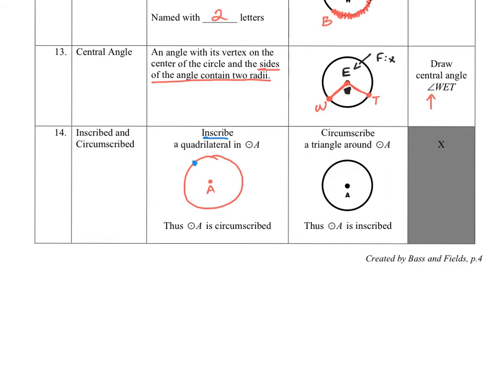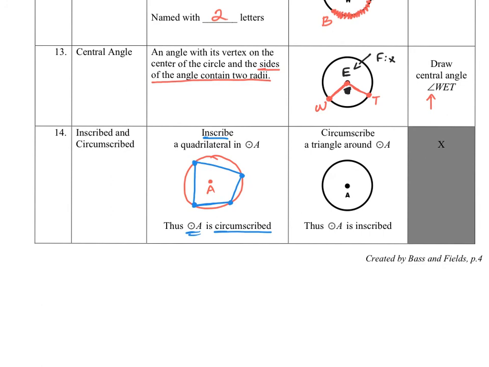So I'm going to pick 4 points. It doesn't matter where I put them. Any 4 points on the circle, and then I'm going to connect those. That's an inscribed quadrilateral because the quadrilateral is inside the circle. But what that also means is that my circle is circumscribed because the circle is outside or around the quadrilateral. So we can flip that idea around.